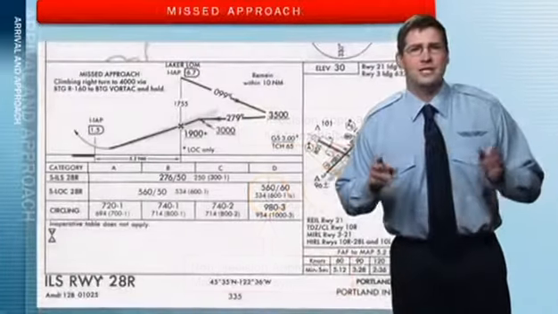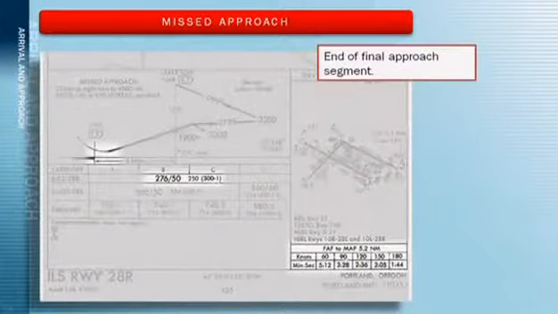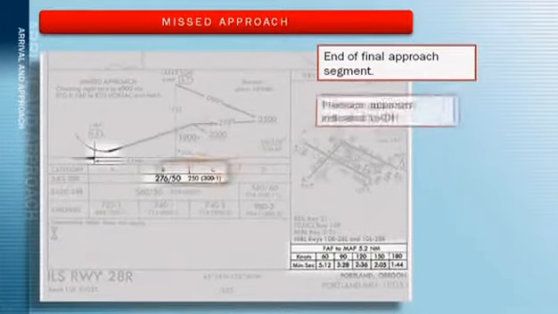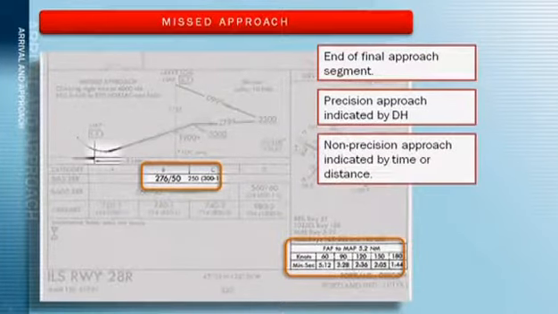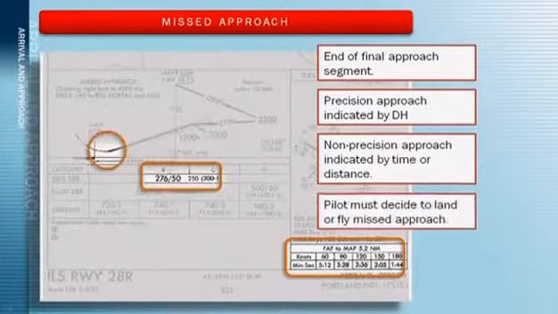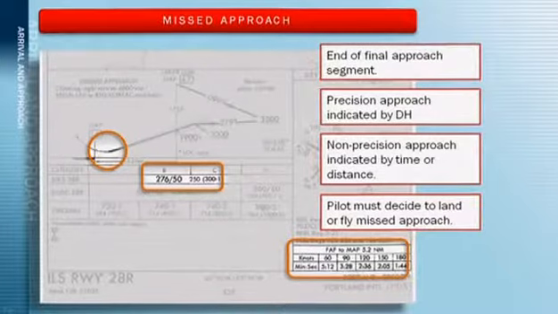Remember, a missed approach is also part of the approach procedure. It starts at the end of the final approach segment, which is decision height on a precision approach. For non-precision approaches, the missed approach is initiated at a specific time or distance. At the missed approach point, the pilot must decide, land or fly the missed approach.